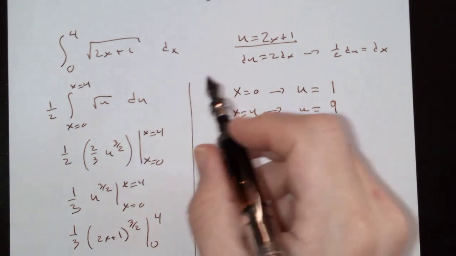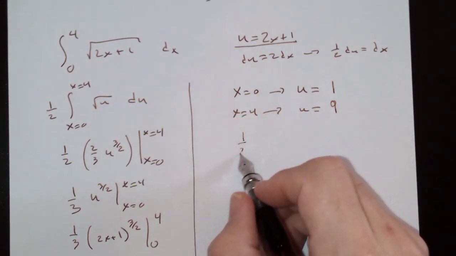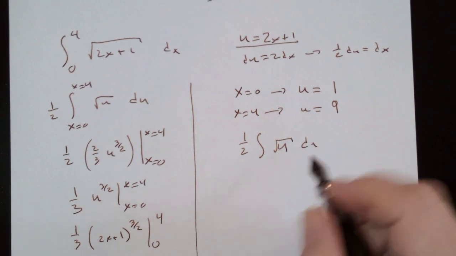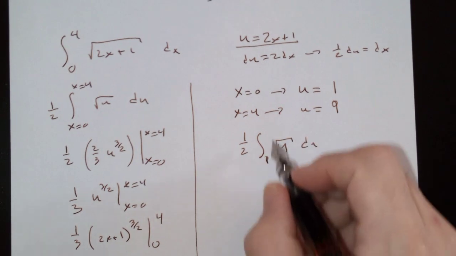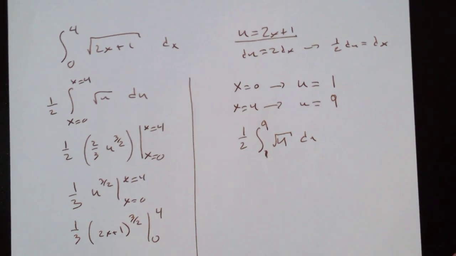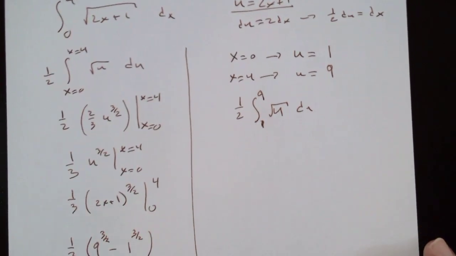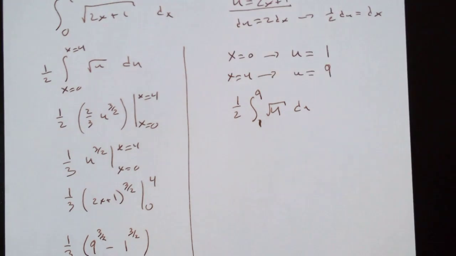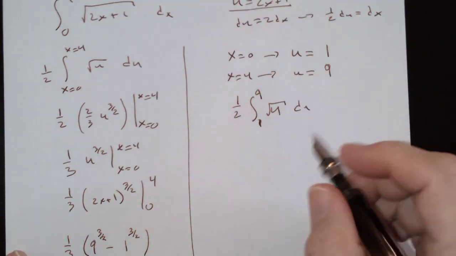And now I can say, I'm going to write 1/2 integral square root of u du, but I'm going to write it from 1 to 9. I changed the limits also. I never have to think about x ever again in this problem. As far as I am concerned, there is no x. This is a brand new problem. And the letter is now u.